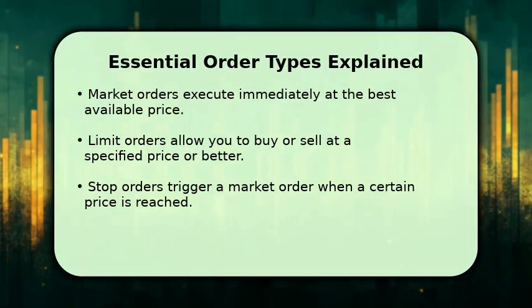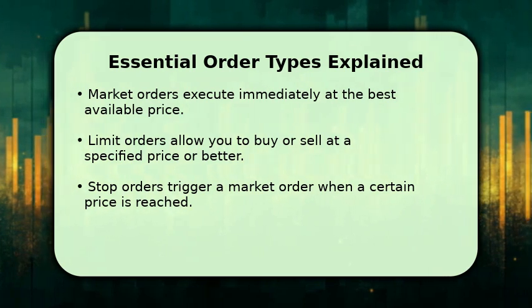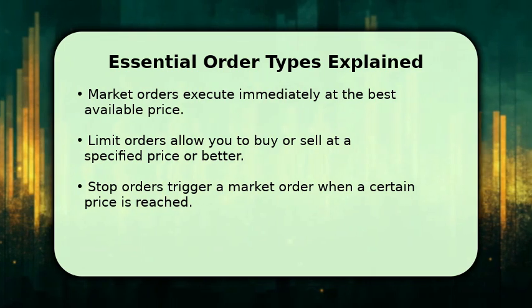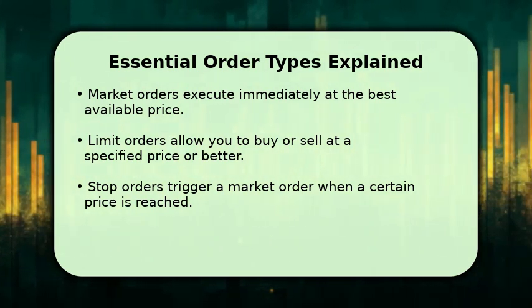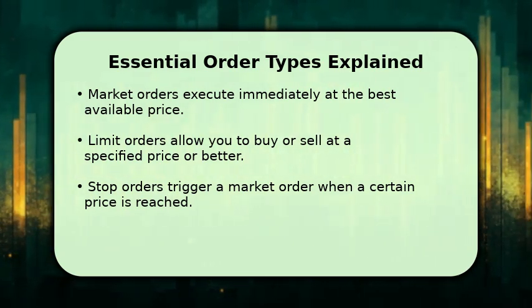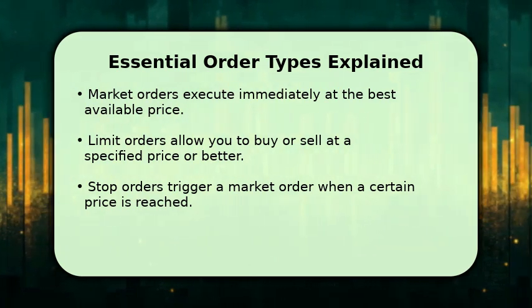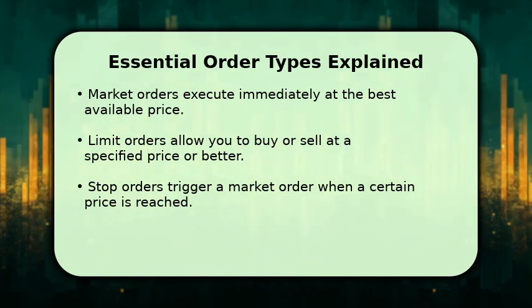Thinkorswim offers various order types to suit different strategies. A market order is great for quick execution, buying or selling at the current best price. Limit orders give you more control, letting you set a maximum buy price or a minimum sell price. For risk management, stop orders are invaluable. They become market orders once a specific price is hit, helping to protect your capital. Understanding these options is key to effective trading.